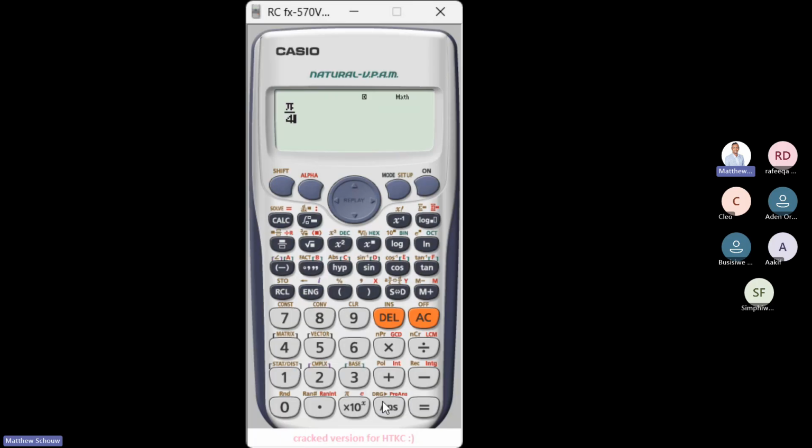Clear. So it's pi over 4, 0.012, and I want to square it. Is that fine? That's my area there, right? Got it? Yes, sir. Okay, so now if I want to store this, I go Shift, Store, and I press either A, B, C, D, E, or F. So I want to store it in A. You see there? And I press A. So that means I store the answer in A. Is that clear now?